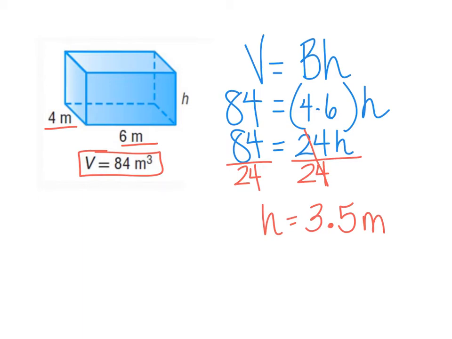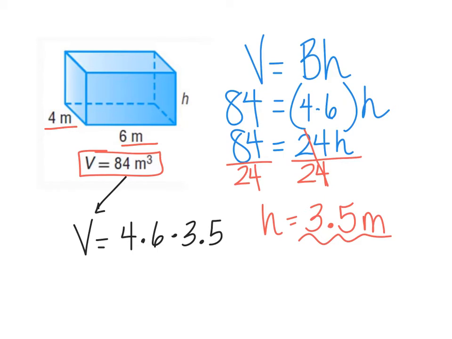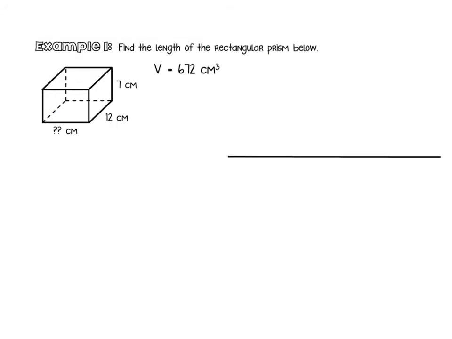At any time, if I'm unsure of my answer, I can check it by substituting in that value. Let's say I'm not sure if H is correct. I can go back and say, will my answer be 84 if I do 4 times 6 times 3 and 5/10, or 3.5? That's the wonderful thing about equations. You can always check to see if you're right by substituting the value you solved for into the original equation.